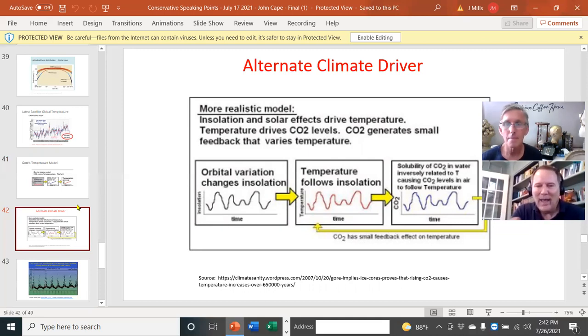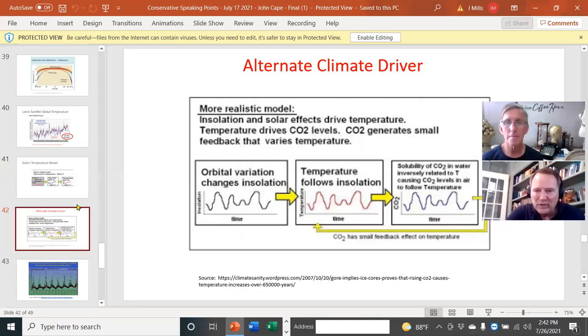And as the temperatures increase, in particular the oceans, if the temperature goes up, they emit carbon dioxide. If the temperature of the ocean goes down, they absorb carbon dioxide. So this does show a relation between temperature and carbon dioxide. It's just exactly the opposite of what Al Gore said.